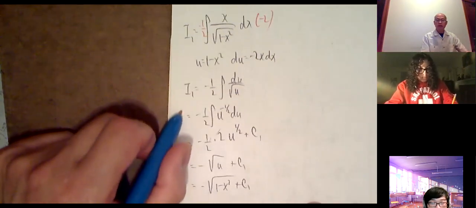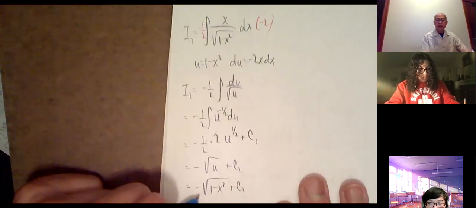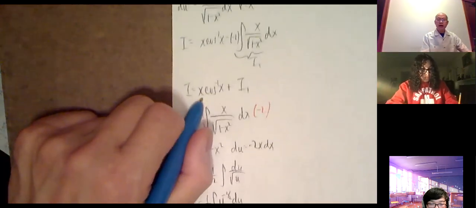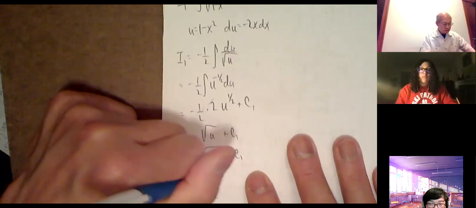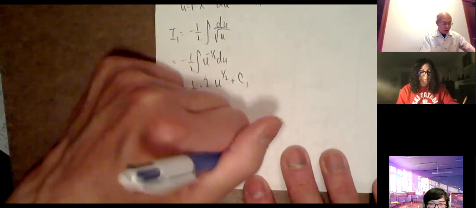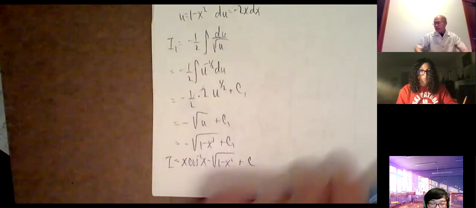Okay, so that goes in for I1 way back over here. So plug that in and we're done. So I is, just copy that, x inverse cosine of x, plus I1, so I copy this, so minus radical 1 minus x squared. And now that I just have that, say plus c.